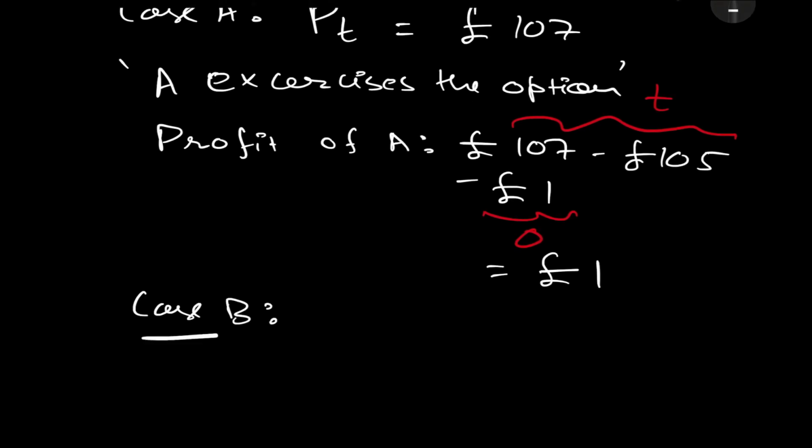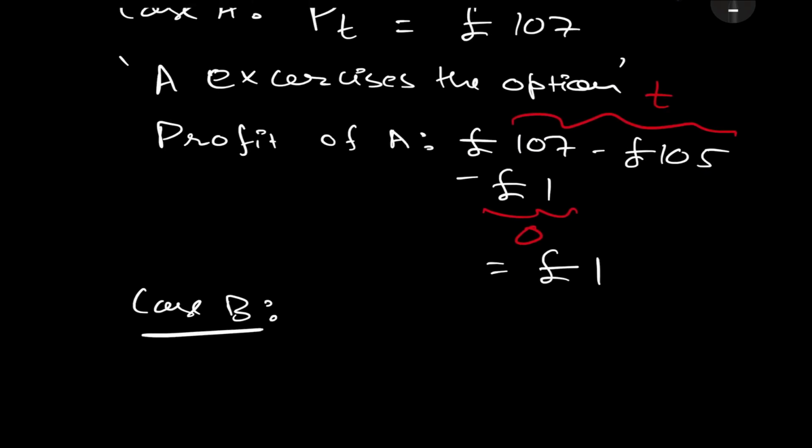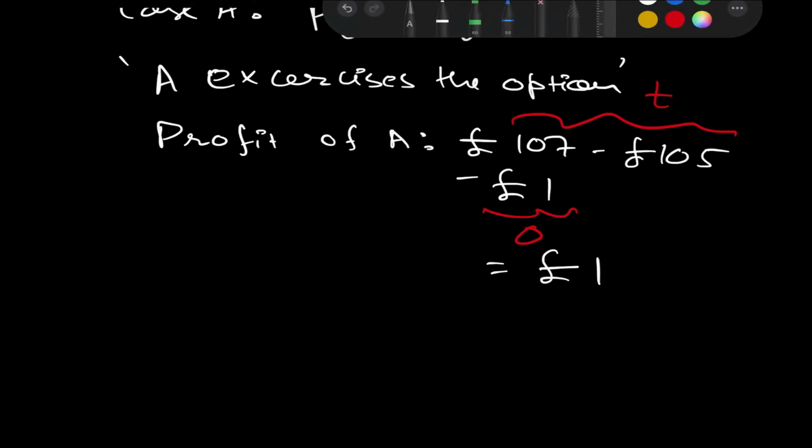Let's see the case of B. So now A made £1. What will it be for B? For person B, it would just be the opposite.